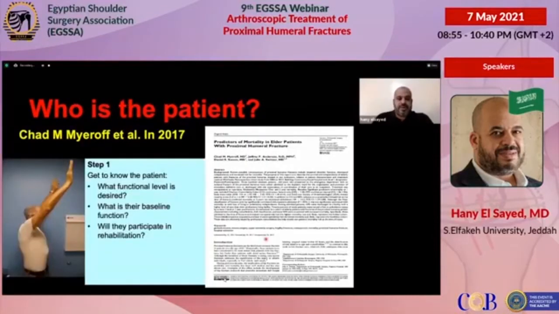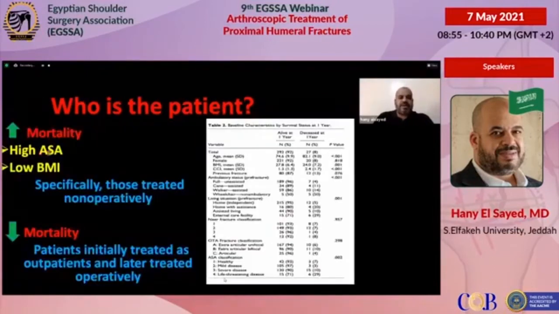This paper was published by Chad et al. in 2017 about the prediction of mortality in elderly patients with fracture of the proximal humerus. He found that mortality increases with a high anesthesia scoring system and with low body mass index. And this is the table of contents. He found that patients treated non-operatively with high ASA and low body mass index had high mortality, and low mortality was in patients treated at the beginning as outpatients and later on treated operatively, with any operative option, arthroplasty or fixation.